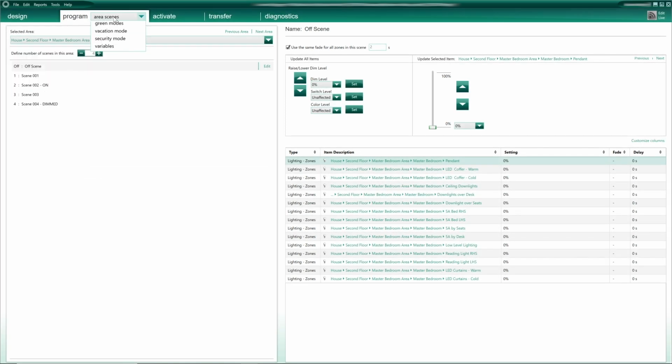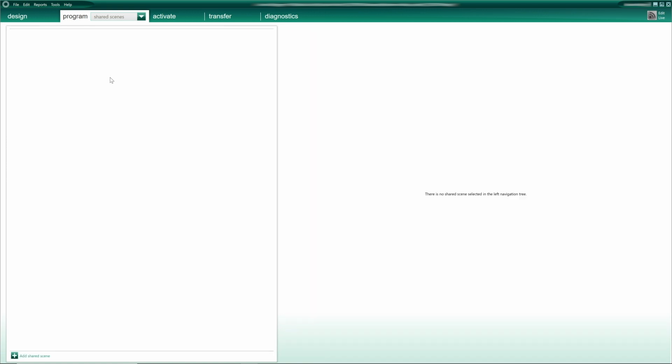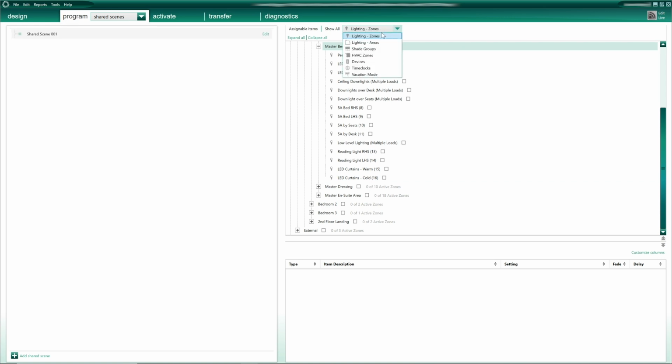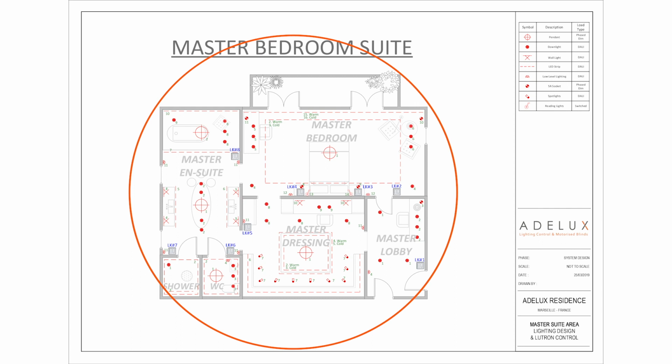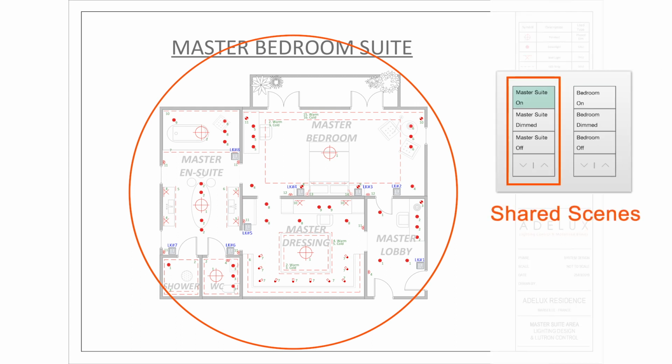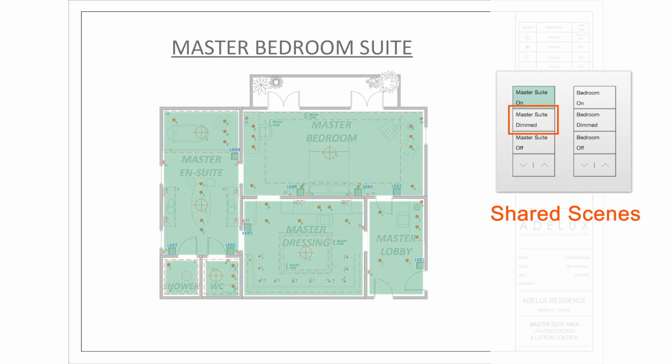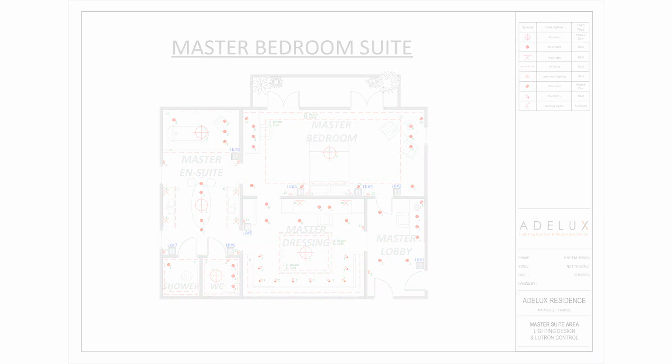Let's move on to step 2. And for this step, I'm going to use my shared scenes. Shared scenes are scenes that can also be used at various places in your program, but as opposed to area scenes, shared scenes can also include lighting circuits from various different rooms or areas, as well as other elements, including area scenes. Therefore, to control the entire master bedroom area, I will use the shared scenes as my general scenes. So when I select the master suite dim scene, all the rooms will go to their dim level respectively, which is actually the objective of this exercise.